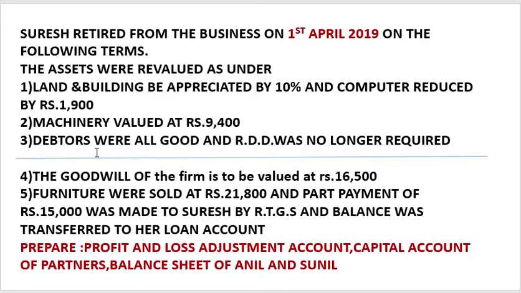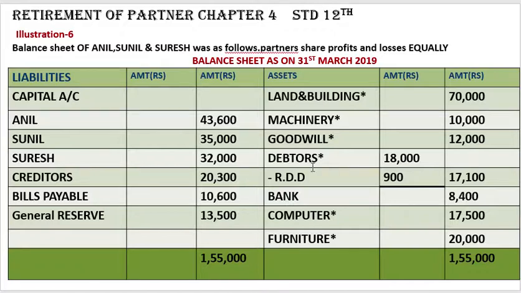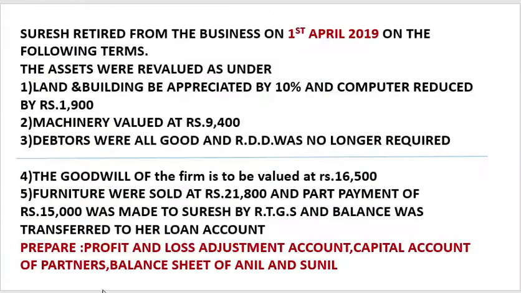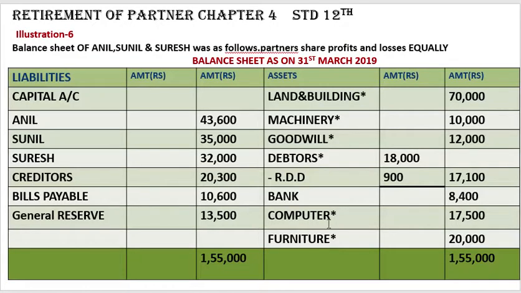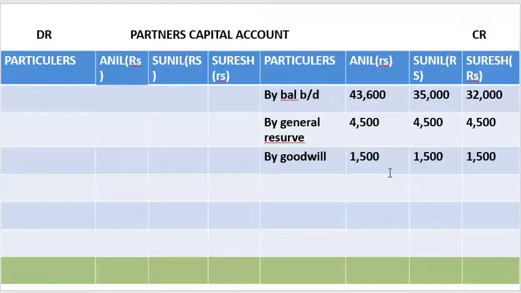Next. Debtors were all good and RDD was no longer required. This adjustment we had already done while posting this figure. Okay. So next, the goodwill of the firm is to be valued at 16,500. Goodwill of the firm, this also we have done already, isn't it? 16,500. So we had written goodwill, see over here 16,500, and in this old balance sheet also we have 12,000. So 16,500 minus 12,000, whatever amount we got, we distributed it between all the three partners.